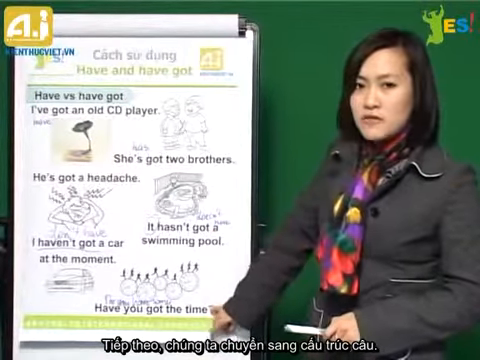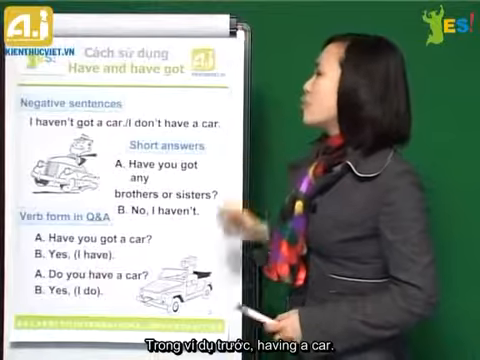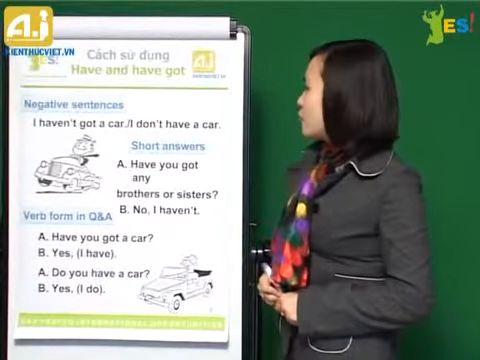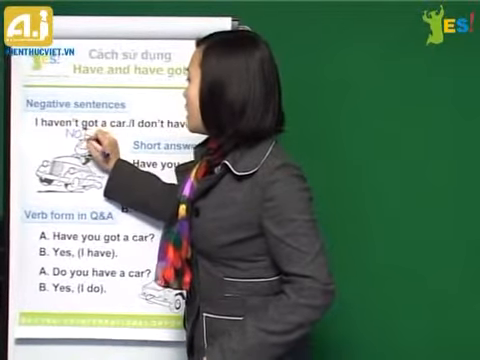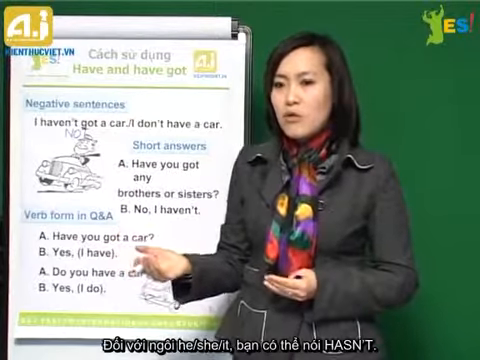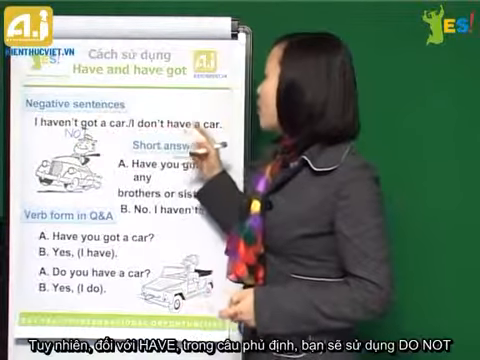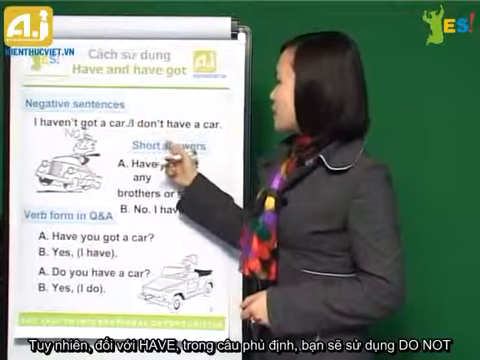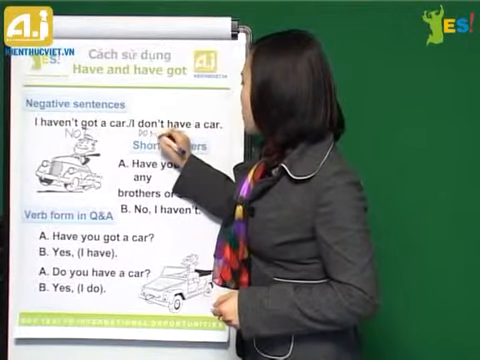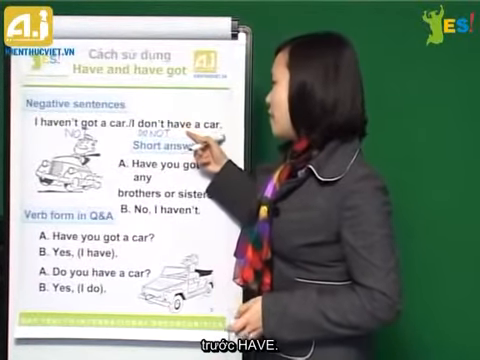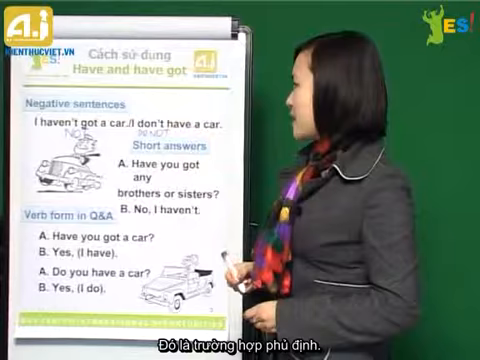Let's move to the structure of the sentence to actually know how to form the sentence. With the previous example, having a car, for a negative sentence with have got, you will put not after have, and in short you say haven't, or for he, she, it, you say hasn't. So it should be haven't got a car. But with have, for the negative form, you will need to use do not before the word have. That's why for the short form they say I don't have a car. That's for the negative sentences.